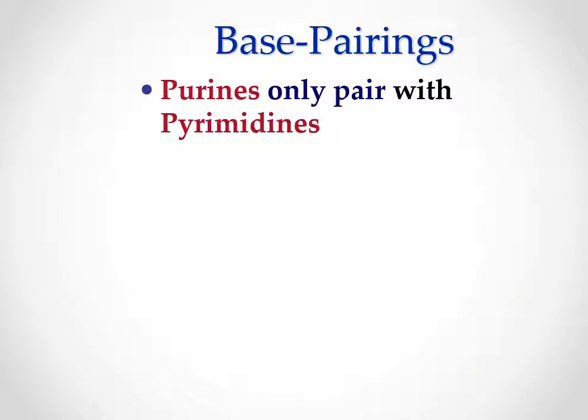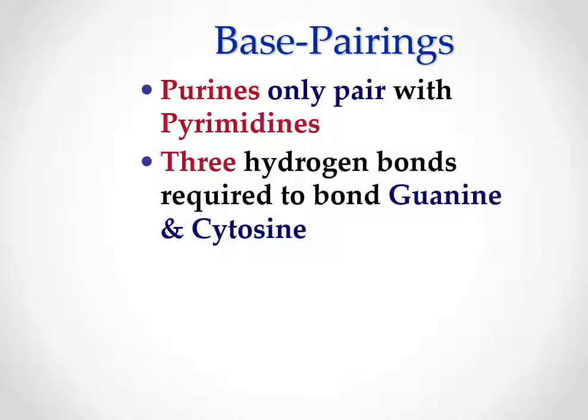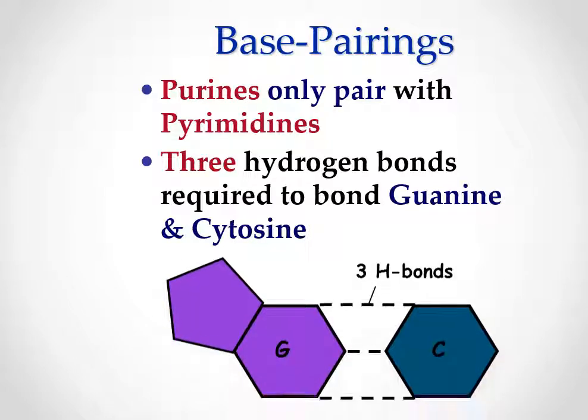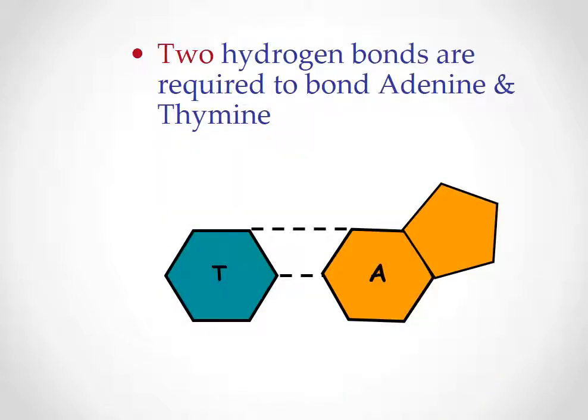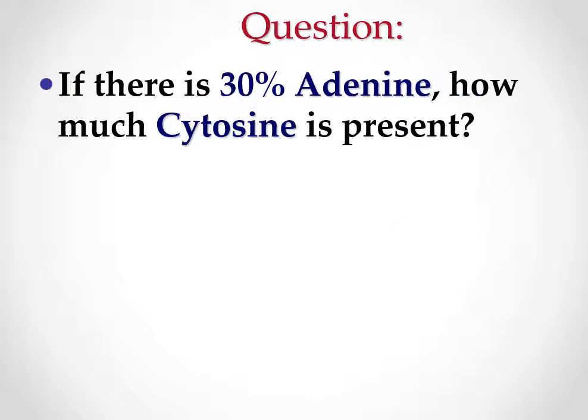So base pairing. Purines only pair with pyrimidines. There are 3 hydrogen bonds required between guanine and cytosine. As you can see in the illustration, you have 3 hydrogen bonds between the two. There are 2 hydrogen bonds required between adenine and thymine.